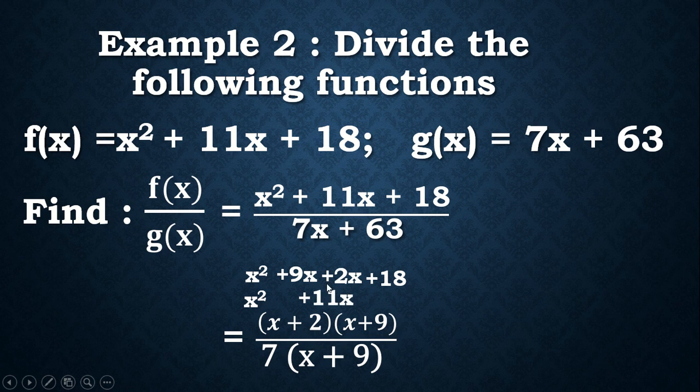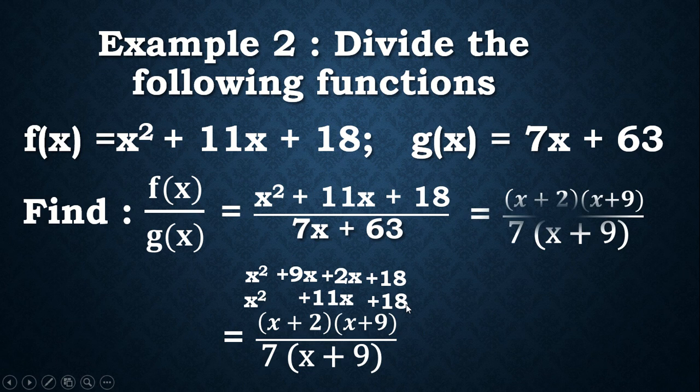And then we have to add this term. They are like terms because they do have the same variable and same exponent of 1. 9x plus 2x, that is 11x. 9 plus 2, 11. And then add an x variable for the middle term. And then bring down plus 18. So we come up with the trinomial.